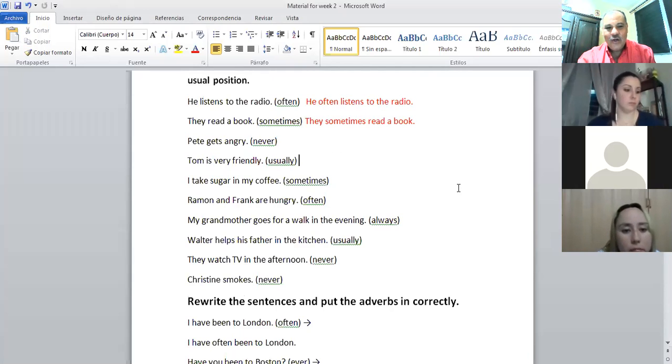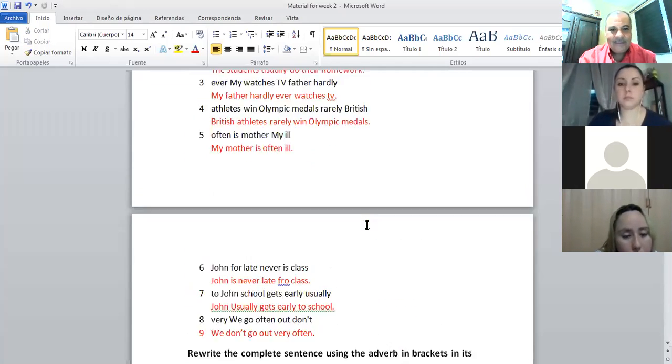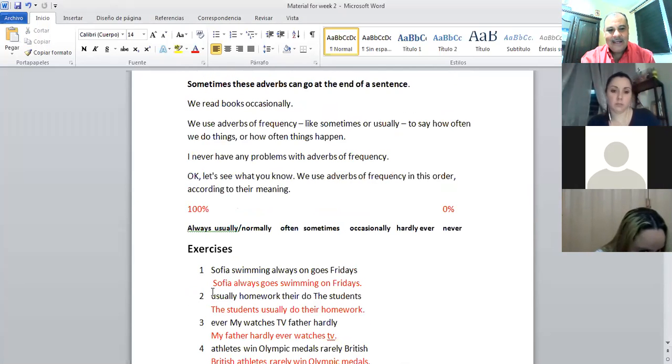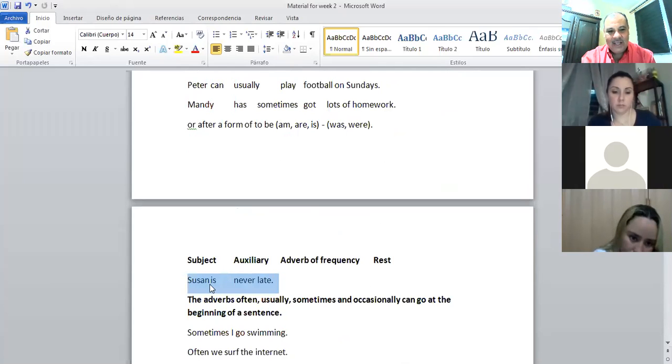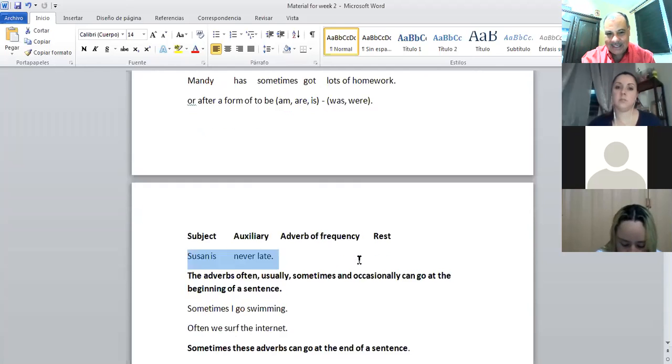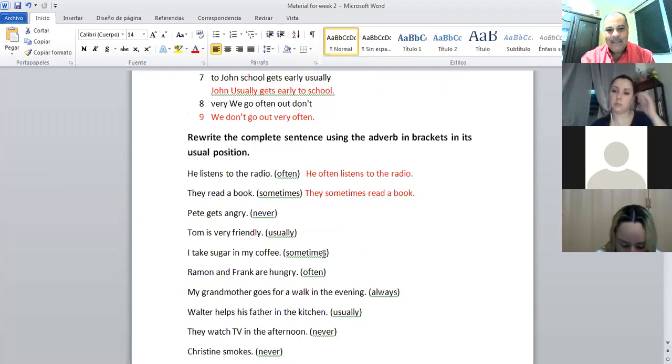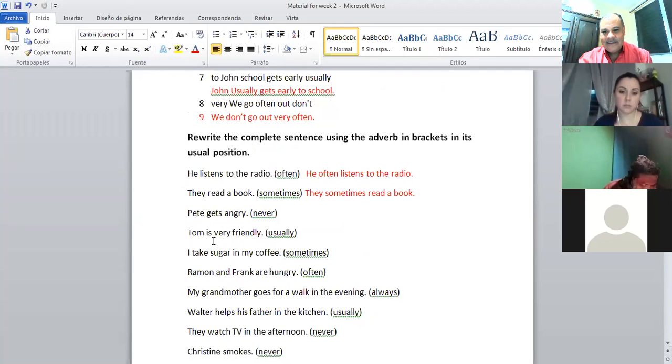Usually is very friendly. No. Okay, remember that when we have an auxiliary verb, like in this case, can you see? Susan is the auxiliary and then the adverb of frequency. And Carla, again. So what is Peter, Tom? Tom is usually. Usually very friendly. Tom is usually very friendly.